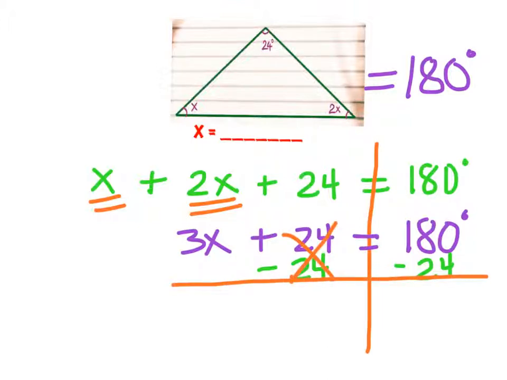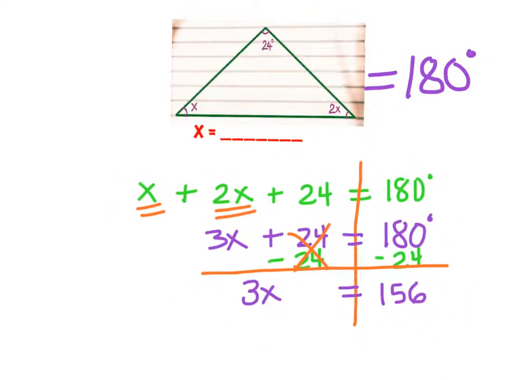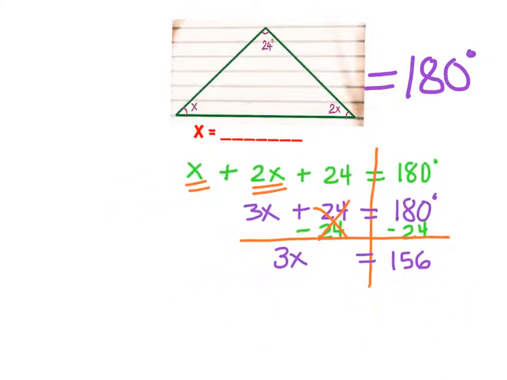24 minus 24 cancels out. So I still have my 3x, 3 times something. And on the far right, I'm going to subtract 180 minus 24. And that should be 156. So I'm going to shrink this so I have room to do the last step.